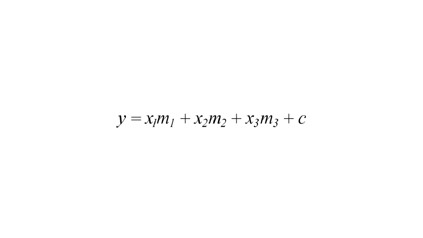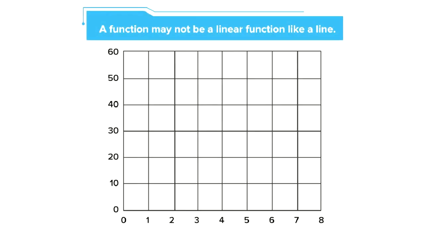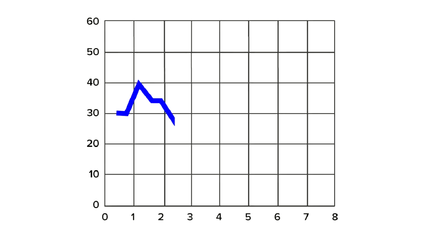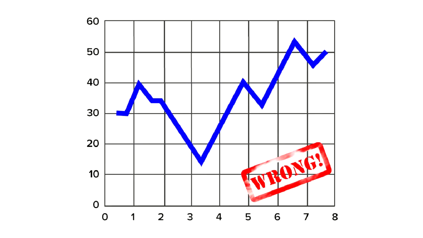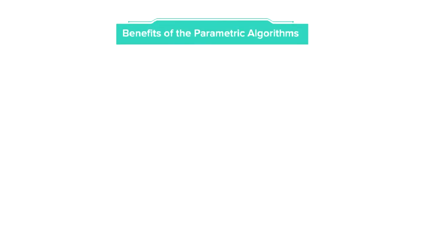The problem is, in any given data, the actual unknown underlying relation or function may not be a linear function like a line. It could be almost a line and require some minor transformations of the input data to work, right? Or it could be nothing like a line, in which case the assumption is wrong and the approach will produce poor results. Linear regression and logistic regression fall under the parametric algorithms.